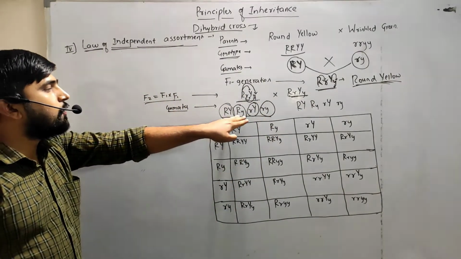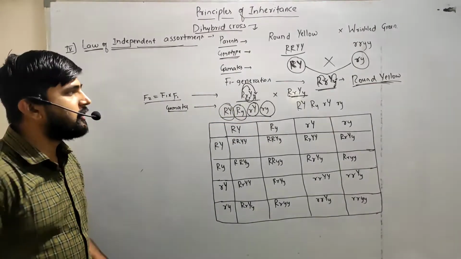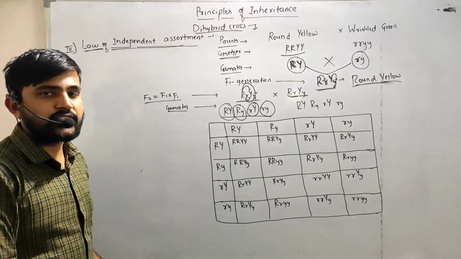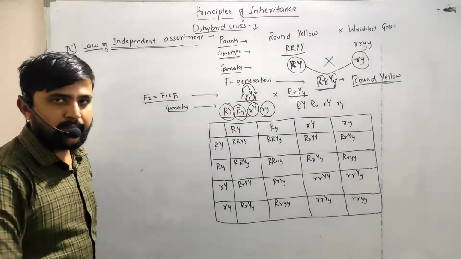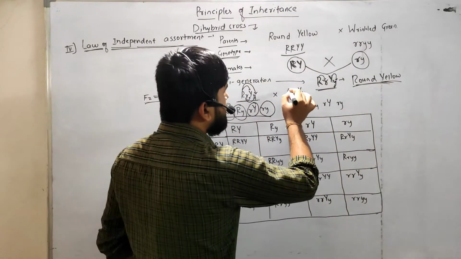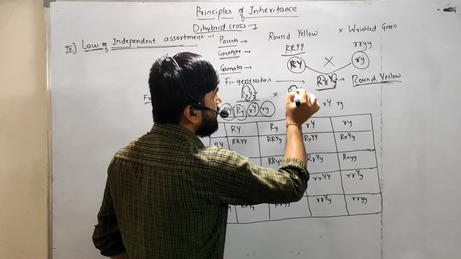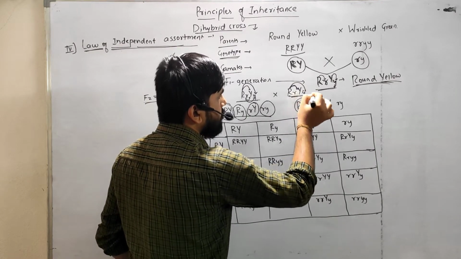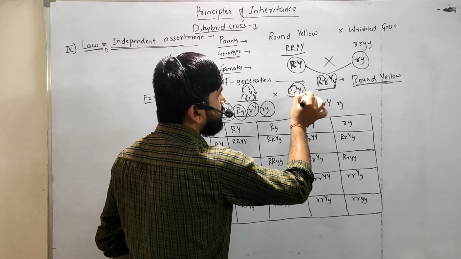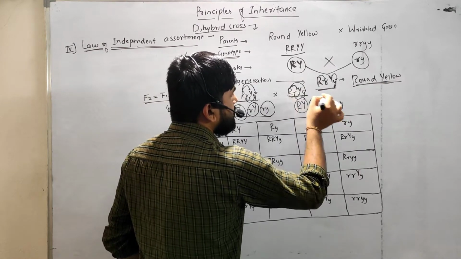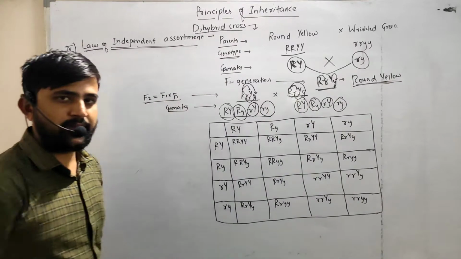Means there are 4 possibilities of gametes. So this heterozygous condition can give 4 gametes, and the manner is the same here. So capital R with capital Y, capital R with small y, small r with capital Y, and small r with small y, means 4 possibilities of the gametes.